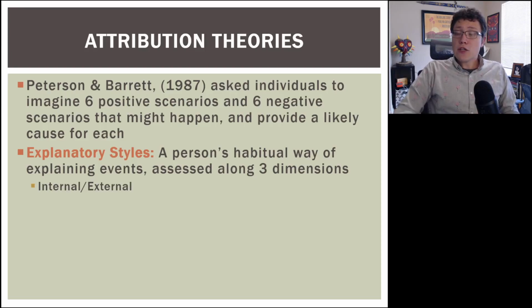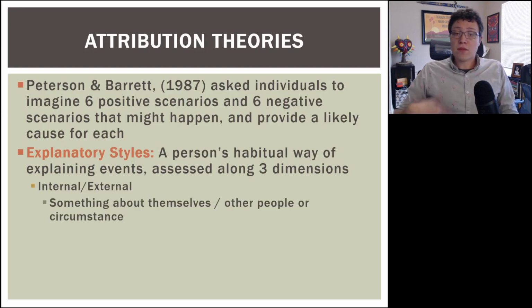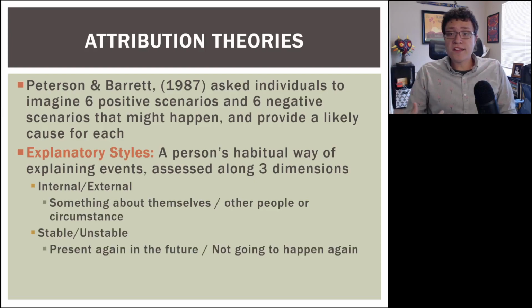We can do it in an internal or external dimension, right? So is this something about yourself, internal, or something about someone else, external? Is this something that we consider stable or unstable? Is this something that will probably be present again in the future or not likely going to happen again? So, right, going to class is going to be stable for the foreseeable future, that you are going to, at least hopefully, attend online lectures. But if you got into a car accident, we would say that's an unstable thing because it's not like you're expecting to get into another car accident anytime soon.